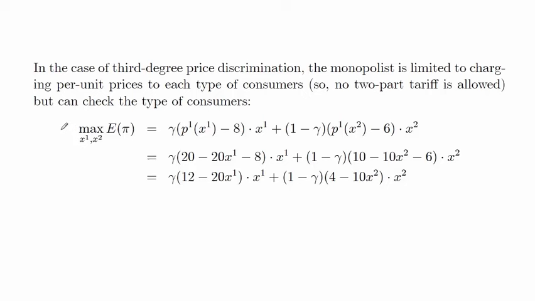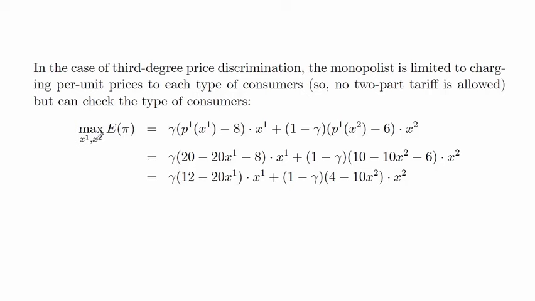This is opposed to the first degree price discrimination, when the monopolist can tell who is what type, can prevent the arbitrage, and is not limited to charging per unit prices. So it can actually charge a two-part tariff. Okay, so that's the major difference.